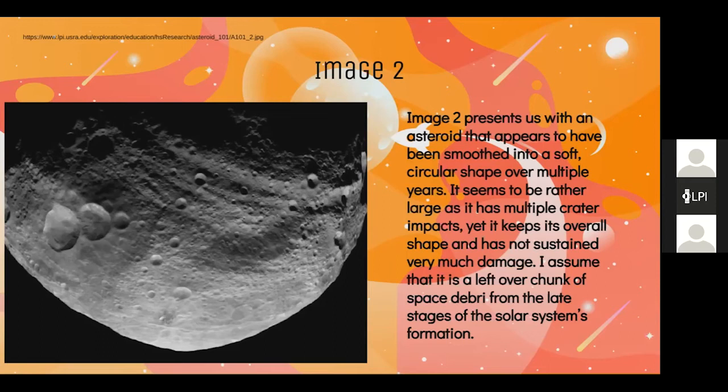And the asteroid seems to be facing, at the bottom of the image, the sun or a source of light. Once again, this could be a chunk of space debris from the late stages of the solar system's formation.